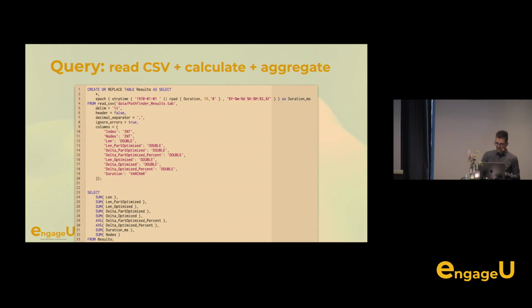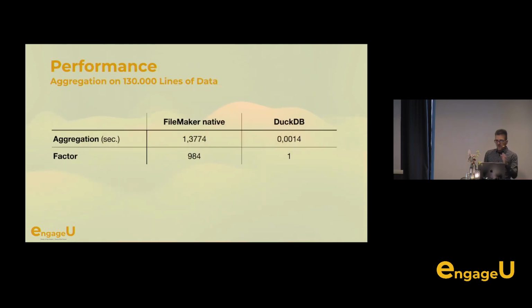And the block at the bottom, you see there's a select with all these columns and the sum or average around it. So it means the engine has to go through all the rows and all the columns and calculate some values out of it. When I did it with FileMaker native, it took about 1.3 seconds, and it's not bad. It's fast enough for this example. But if I tried it in DuckDB, it took just 40 milliseconds.